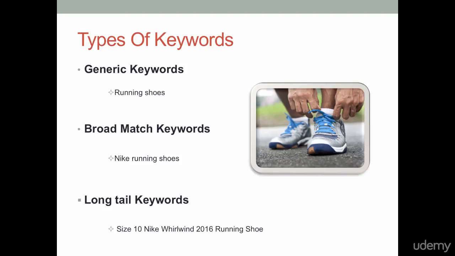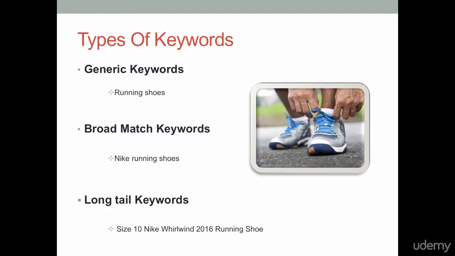Now, to get a bit more complex, you might go into a further layer and look for a broad match keyword. So for example, Nike running shoes. You're being more specific, but you're still open to pretty much any pair of Nike running shoes that might be available. You then have more specific ones, and these are the ones that most people focus on these days, called long tail keywords. Now, a long tail keyword is when you're searching for something extremely specific.